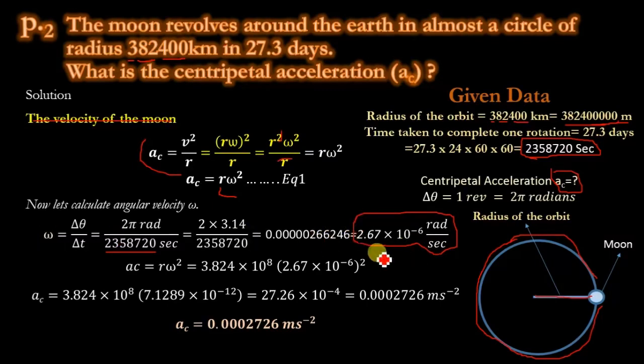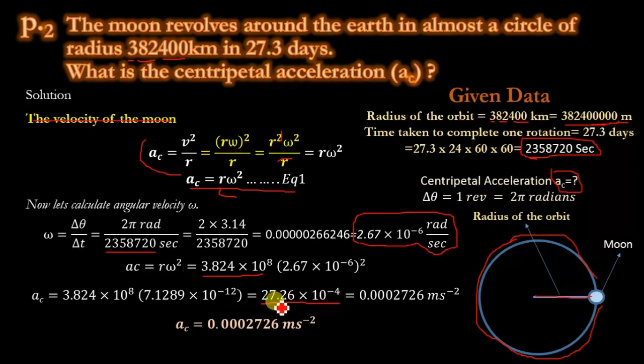Now putting the value of omega and radius r in this equation number 1, we will get centrifugal acceleration AC is equal to R omega square, is equal to 3.824 multiplied by 10 power 8 into 2.67 multiplied by 10 power minus 6 whole square. Simplifying this equation, you can do this by calculator, and solving this we will get centrifugal acceleration AC is equal to 27.26 multiplied by 10 power minus 4.